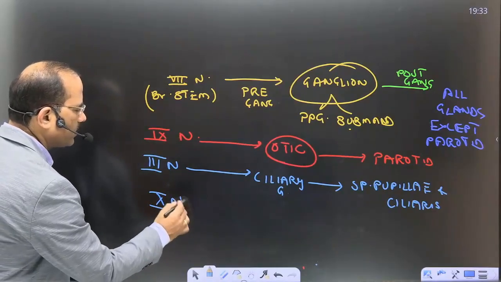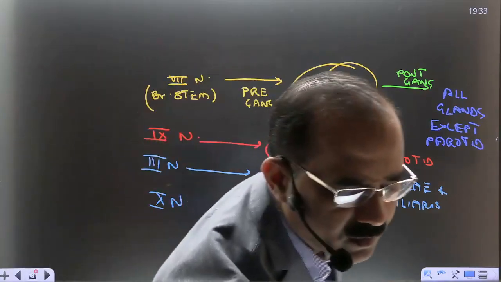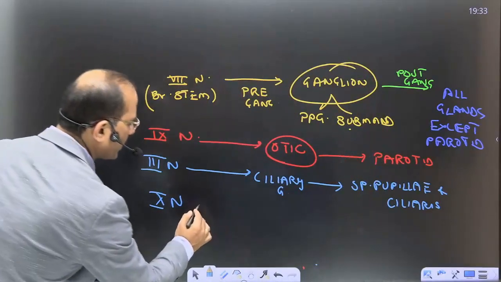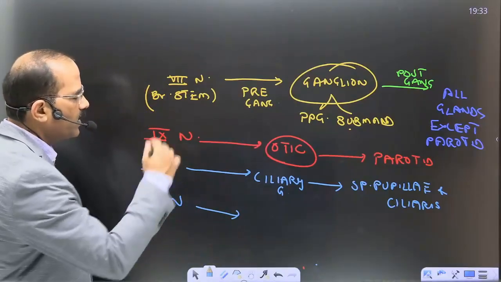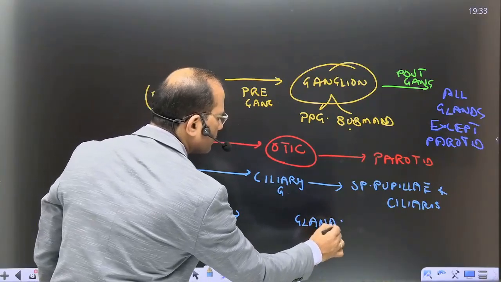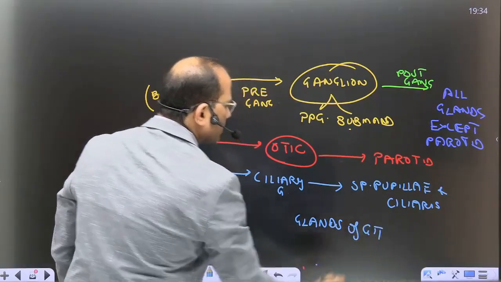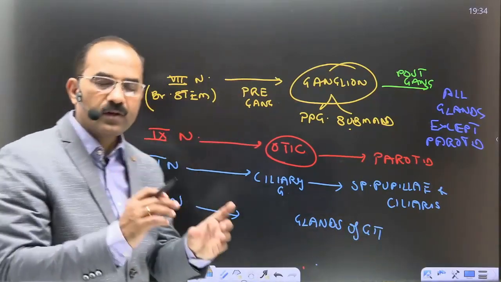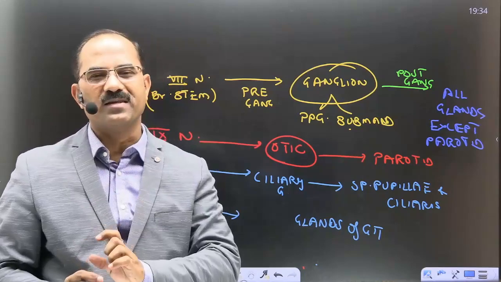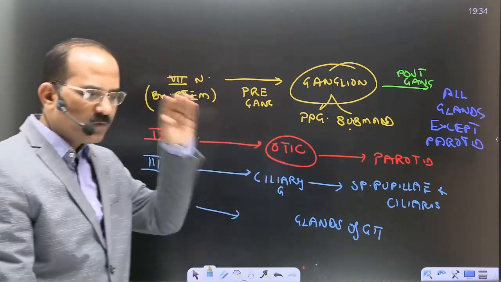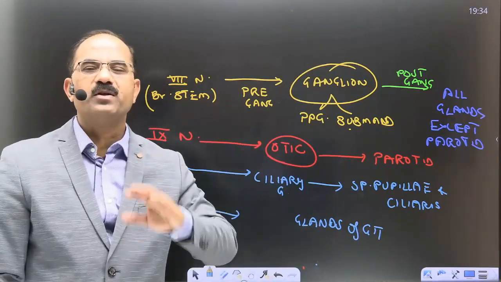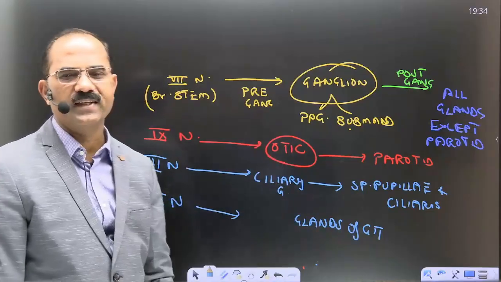And coming to the last one, 10th nerve. The 10th nerve begins from the brainstem. The 10th nerve does not have any ganglions. No ganglions for the 10th nerve. It directly supplies the glands of GIT. The 10th nerve relays in a plexus, which is known as the Meissner's and the Auerbach's plexus. That's in the wall of GIT. So 10th nerve begins from the brainstem, relays in the Meissner's and the Auerbach's plexus, and the postganglionic fiber is going to supply the glands of GIT.